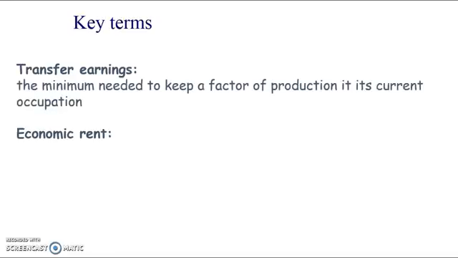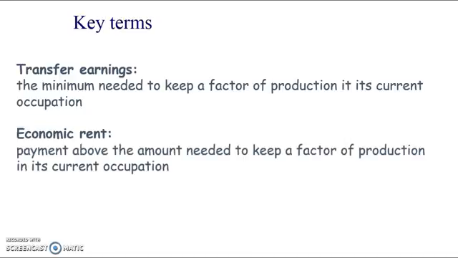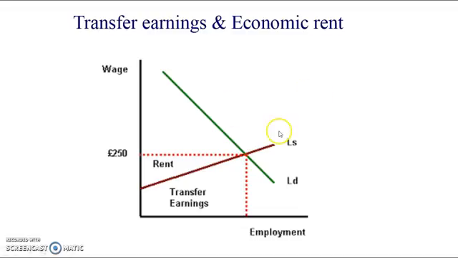So a few more key terms for you to learn as well. Transfer earnings. Now this is the minimum needed to keep a factor of production in its current occupation. So I always tell my students that this is very similar to that concept of normal profit. This is enough to keep this entrepreneur in this particular industry, whereas economic rent is the payment above the amount needed to keep a factor of production in its current occupation. So it's a bit like the supernormal profit to the entrepreneur. And on a diagram we can illustrate it here, where we get the equilibrium. The top of the box here, bordered by the supply of labour, is the economic rent, and below are the transfer earnings.